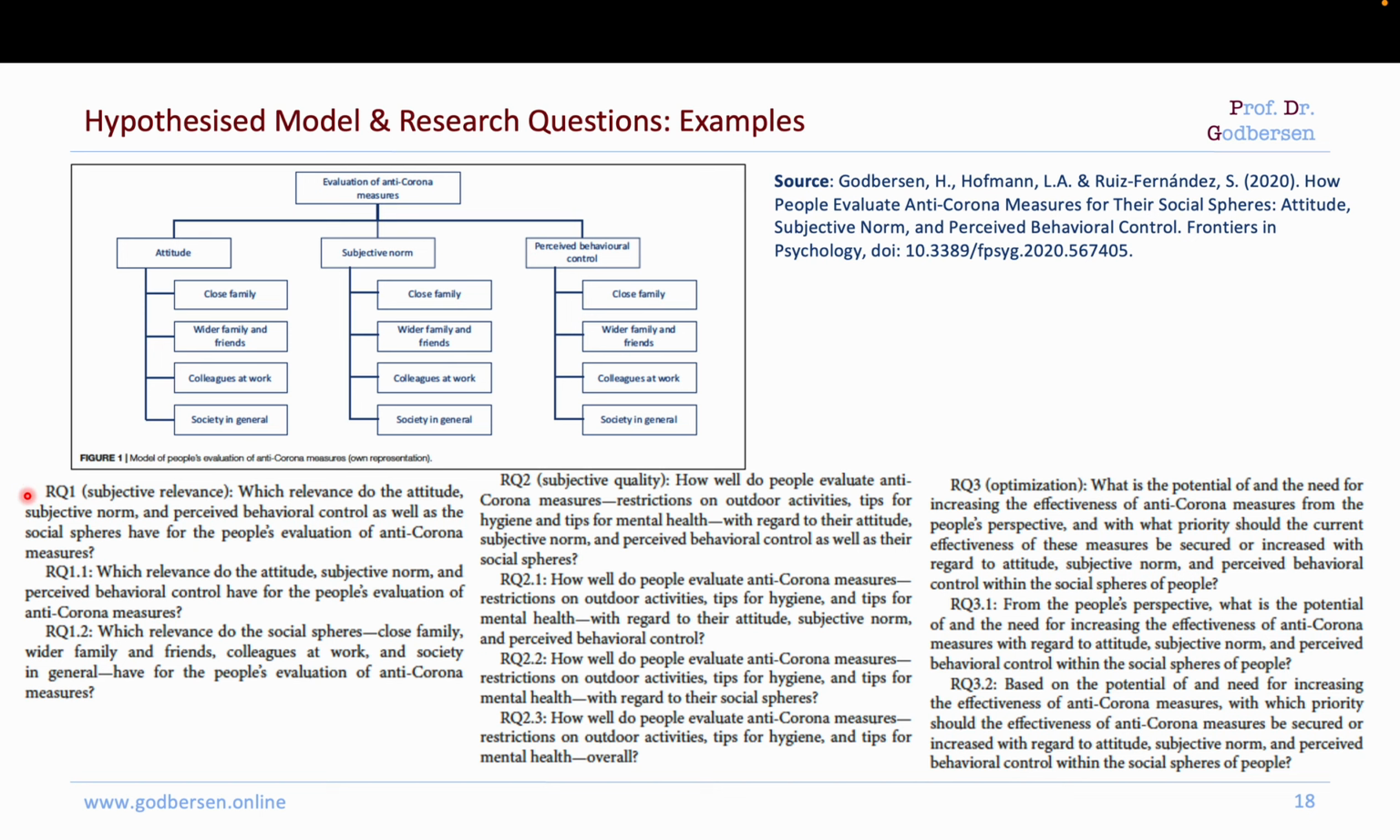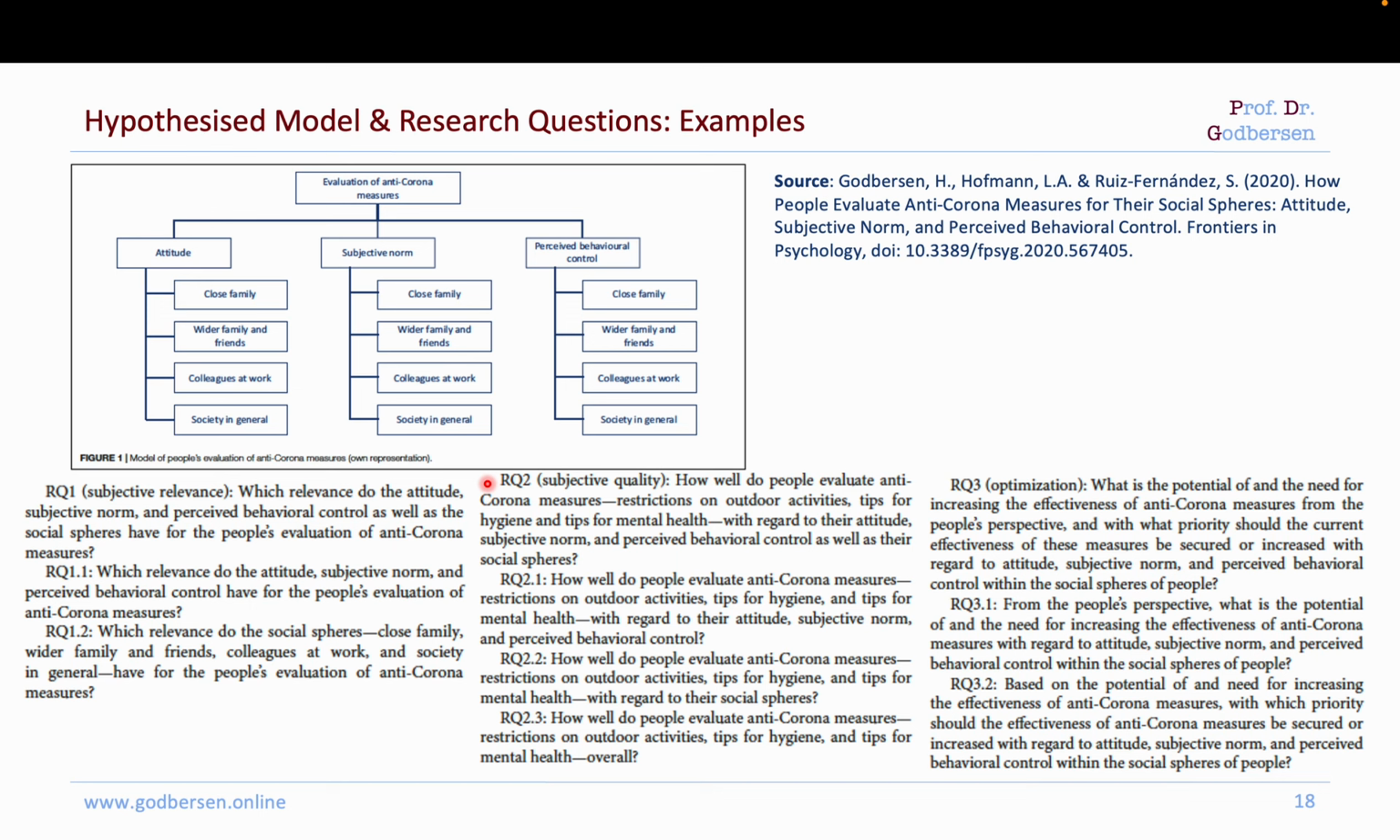The first research question goes to the subjective relevance. Which relevance do the attitude, subjective norm, and perceived behavioral control, as well as the social spheres, have for the people's evaluation of anti-corona measures? And then we differentiated: which relevance do the attitude, subjective norm, and the perceived behavioral control have for the people's evaluation of anti-corona measures? Furthermore, we looked at the social spheres: which relevance do the social spheres have for the people's evaluation of anti-corona measures? That's the relevance part.